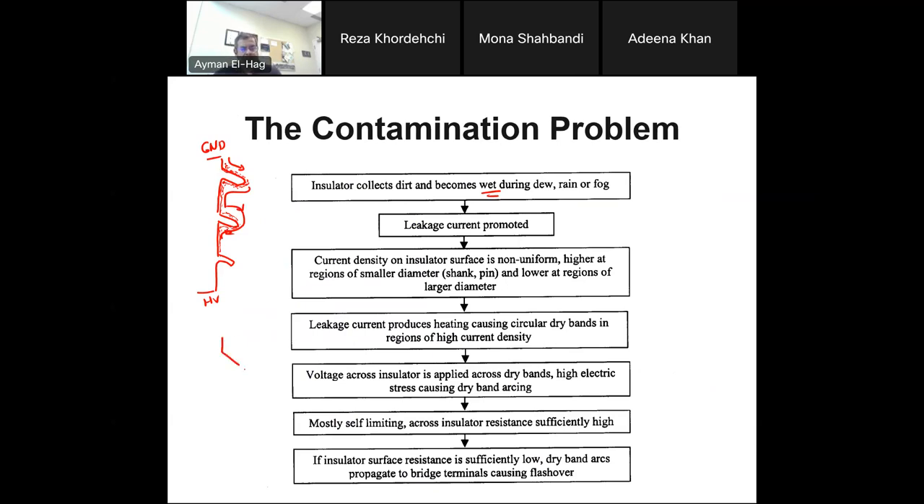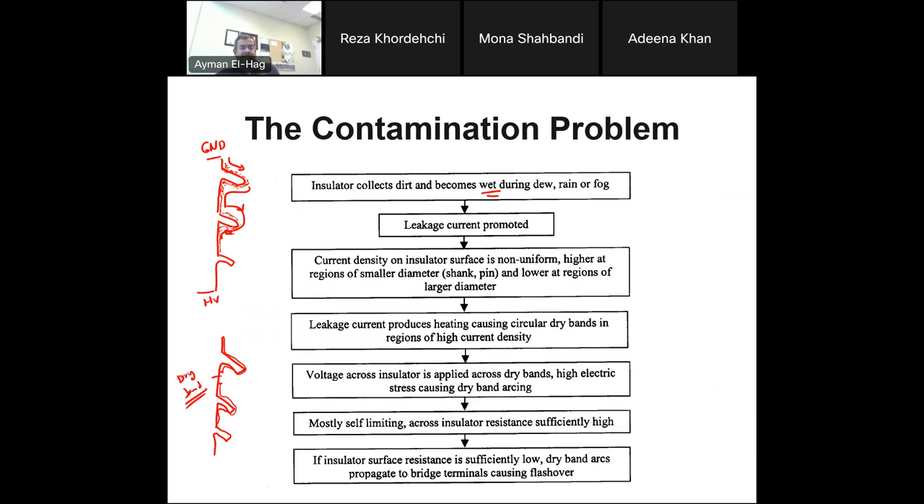So this will do the following. You start to have some part of the wetted water dry. So this is your contaminant here like this. Here, for example, you will see this is dry because at this area, the current density is much, much higher, because the current will produce heat. The heat will actually dry part of the area. Then you start to have what we call dry bands.